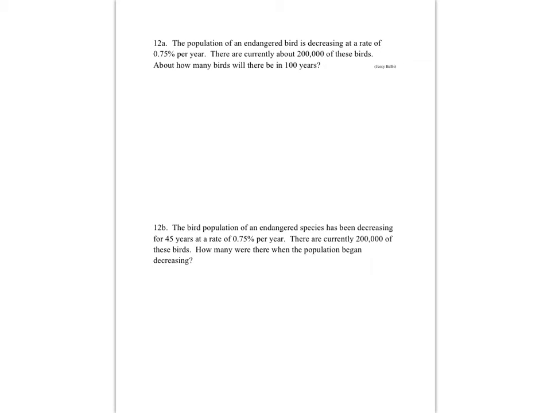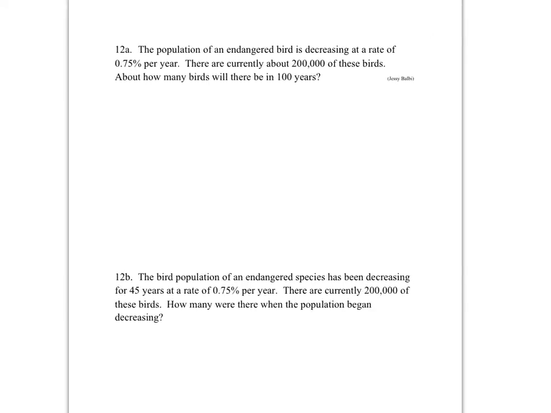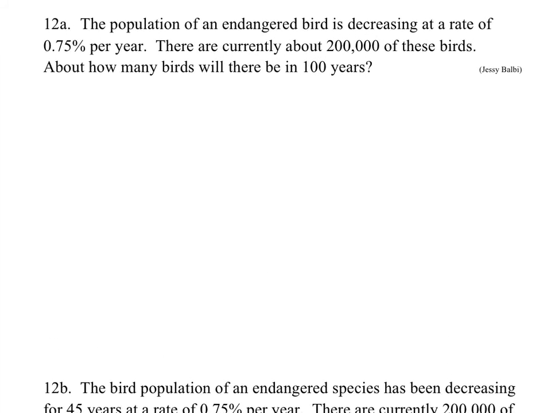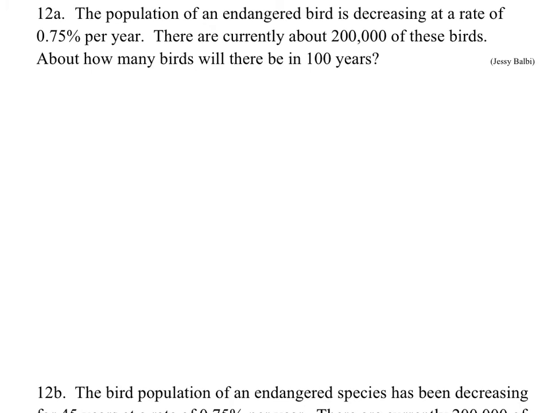All right, guys, I'm going to do question number 12. This is the example that Jessie created in her Christmas packet. I like this example because it's kind of a real-world application. The population of an endangered bird is decreasing, which is a very important thing to note. That means we're dealing with exponential decay. So we know it's decay, so we can write down our decay formula.